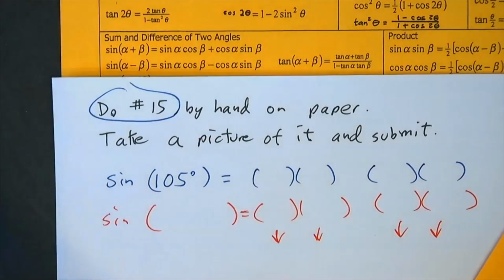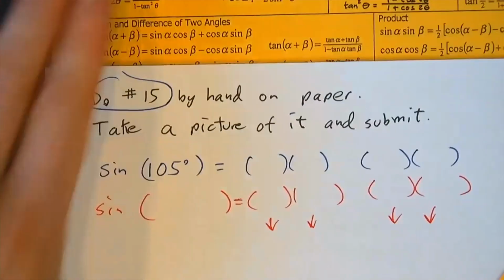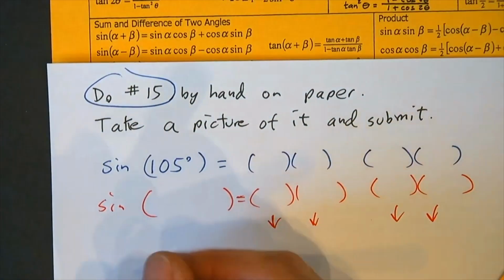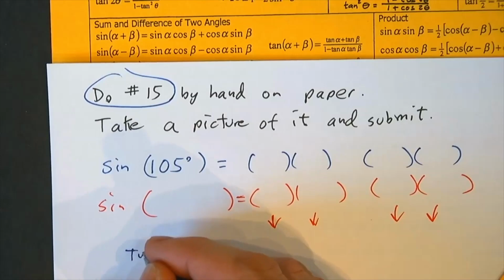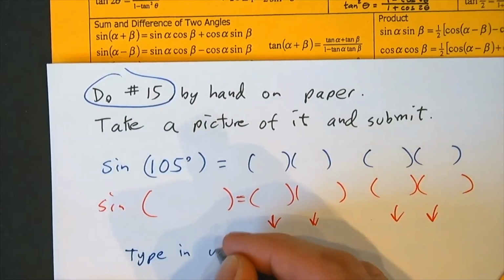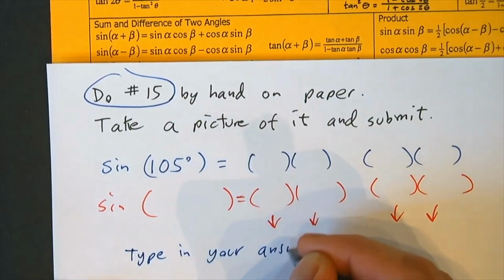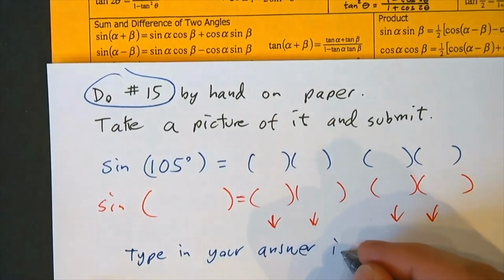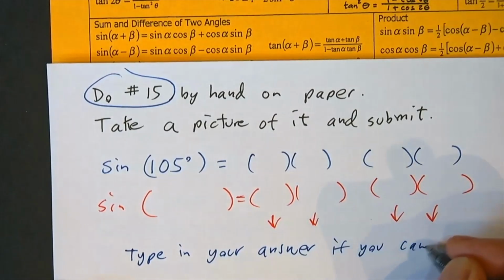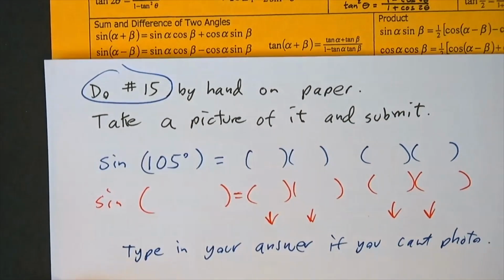If you're incapable of taking a picture of the homework and submitting, like I can't do that, then type in your answer if you can't photo. Okay, remember your answer won't be in decimals, it will be in fractions. Do the best you can of typing a fraction or radical into the computer. Have fun.